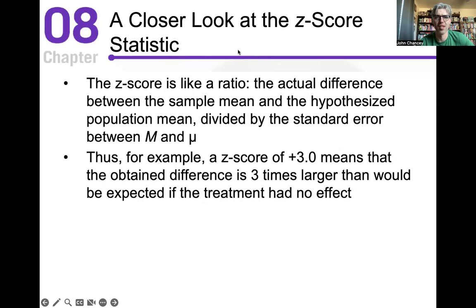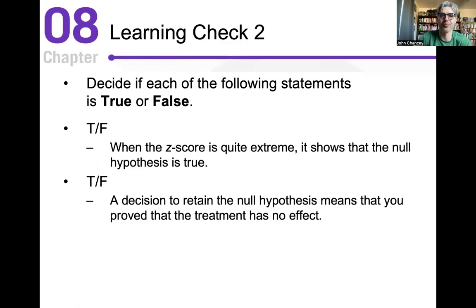So looking more at that z-score statistic, it's just a ratio: the actual difference between the sample mean and the hypothesized population mean divided by the standard error between M and our population mean. So a z-score of +3 means the obtained difference is 3 times larger than what we would expect if the treatment had no effect. We're really venturing pretty far out there past the critical region in this case.